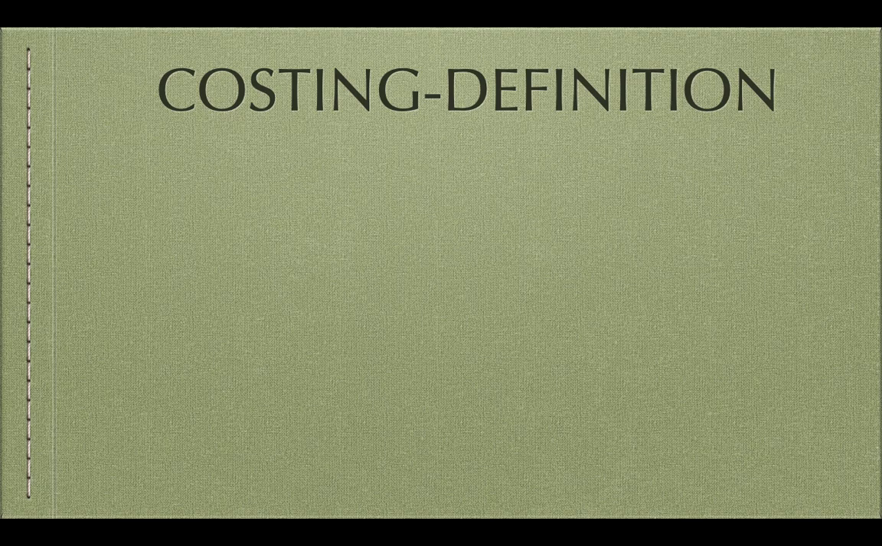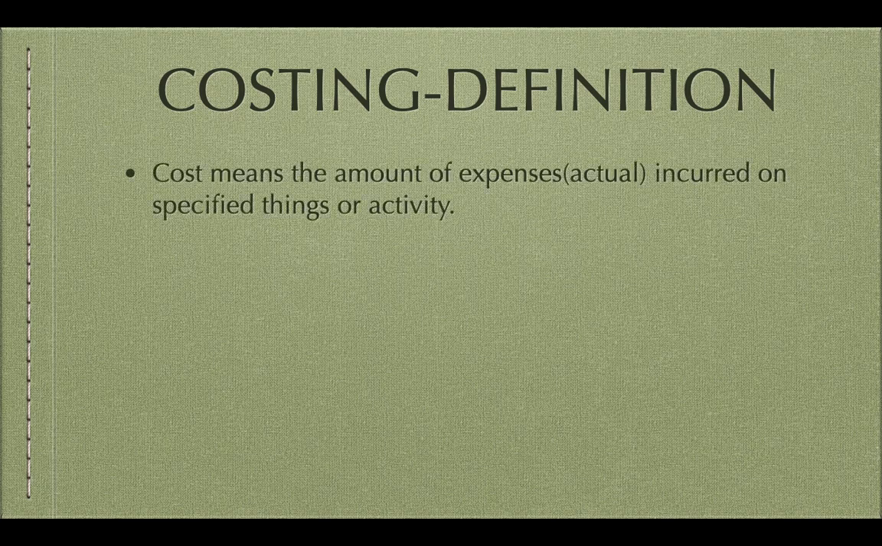Today I am going to discuss with you some basic concepts of costing. What is costing? The cost means the amount of expense incurred on specified things or activities. It means to say that you have spent some money to make some raw material item into a finished product. The amount which you have spent in making a complete finished product is the actual cost of the product.